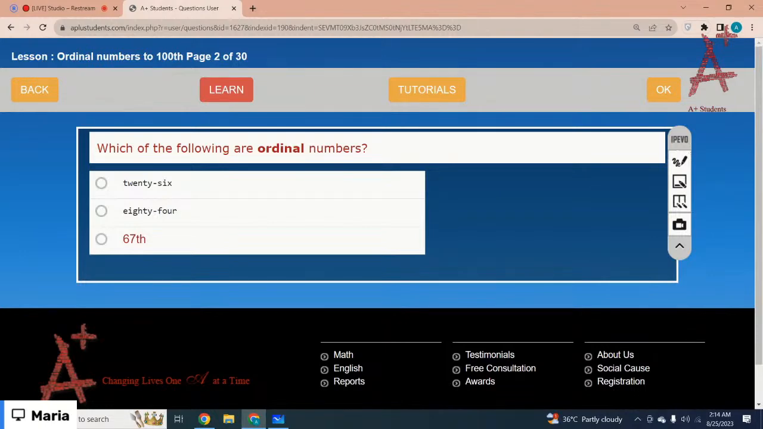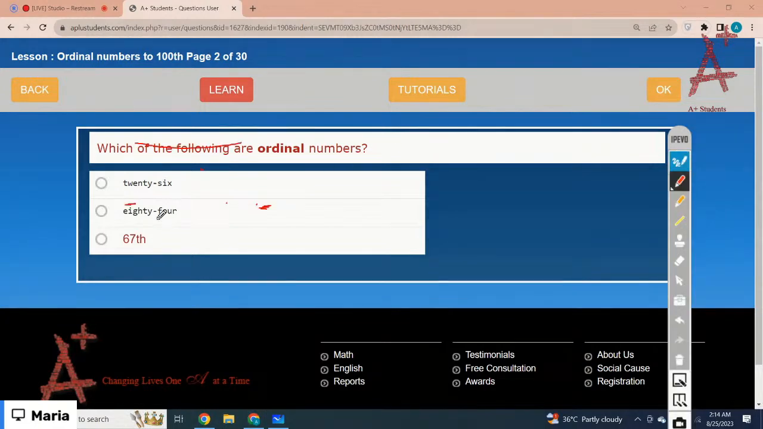Which of the following are ordinal numbers? Which is the correct option? 26, 84, 67th. Which is the correct option? 67th, right? That would be the ordinal number. Very good.